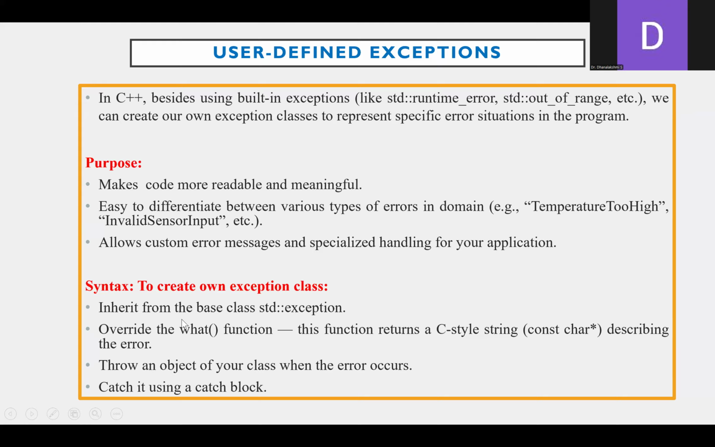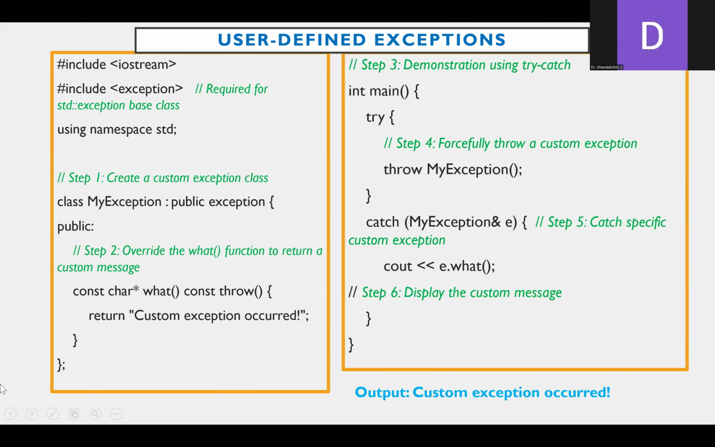So the syntax to create your own exception classes: first, you should inherit from the base class std::exception. Second, override the what function. This function returns a C-style string, const char*, describing the error. You should throw an object of your class when the error occurs, and we should catch it using a catch block. Let's see how it's done.